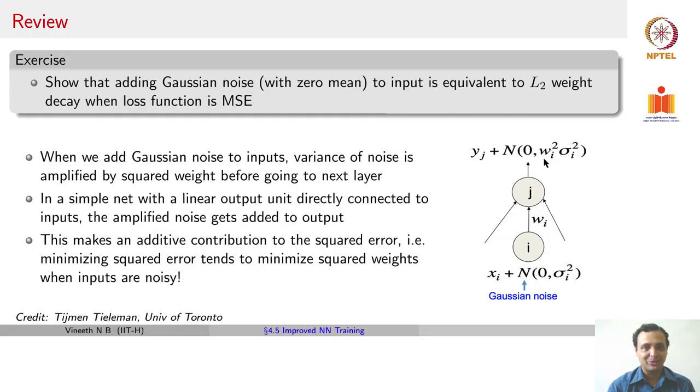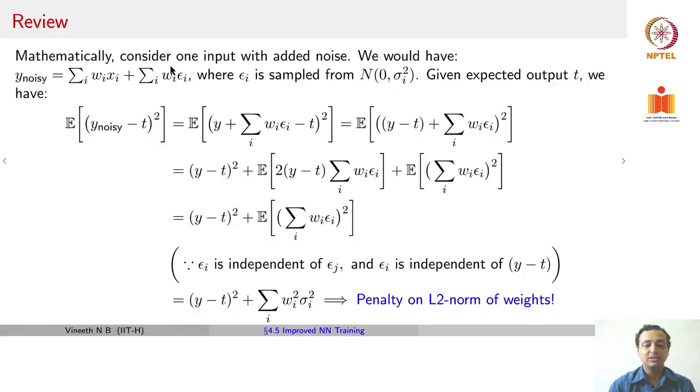Let's work it out mathematically also. So mathematically, if you consider one input with added noise, you would have your output y_noisy to now be summation over i of w_i x_i plus summation over i of w_i epsilon_i. Remember here that originally your output would have been only summation of w_i x_i. So this is a component that got added to the output because you added noise to the input. And what is the noise? Epsilon_i, which is sampled from a Gaussian with mean 0 and variance sigma_i squared.